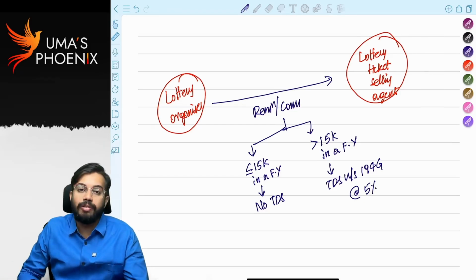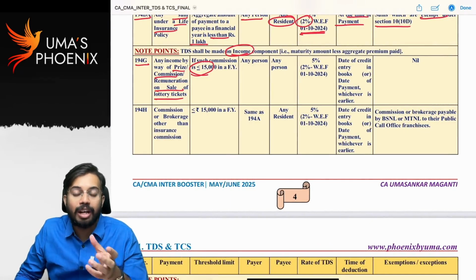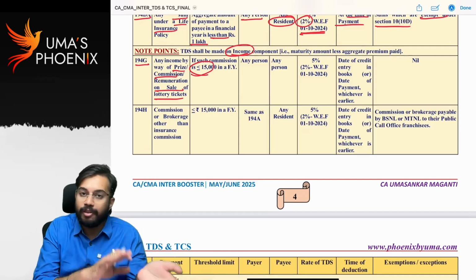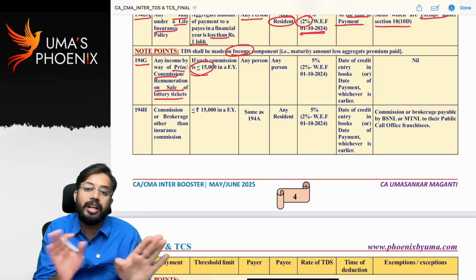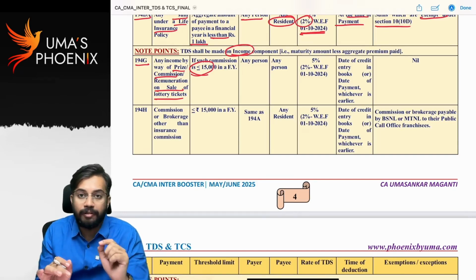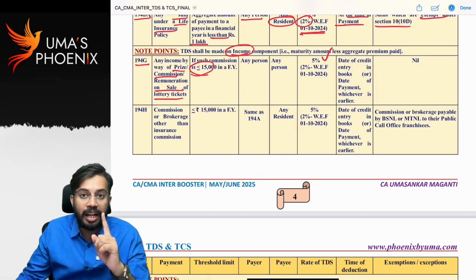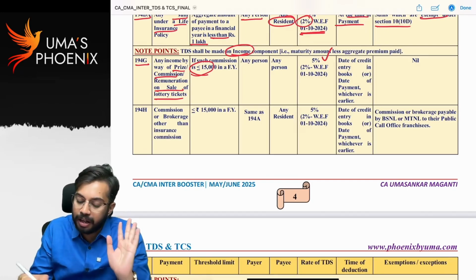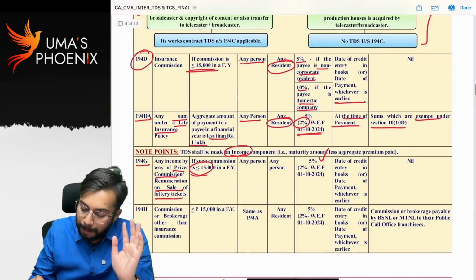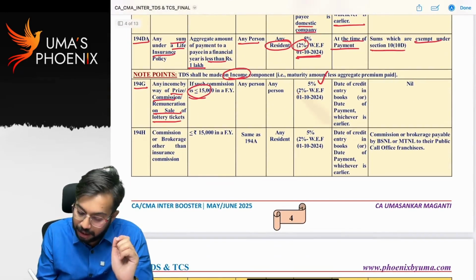Is it clear? So whenever a lottery organizer pays a commission to a lottery ticket selling agent, if such commission component is less than or equal to 15,000 in a financial year, no TDS is required to be deducted. If commission paid is greater than 15,000 in a financial year, TDS is required to be deducted. Rate of TDS 5%. There is a change. From 1st October 24 onwards, the rate of TDS that is required to be deducted is only 2%. Very important recent amendment which was there in Finance Act 2024.